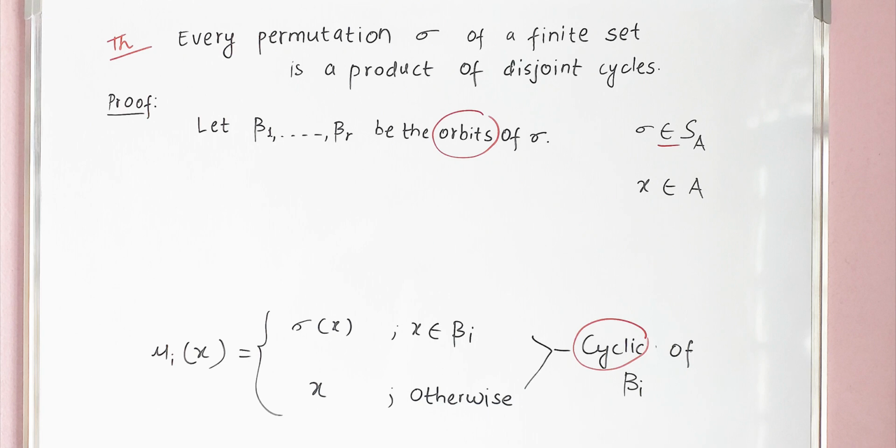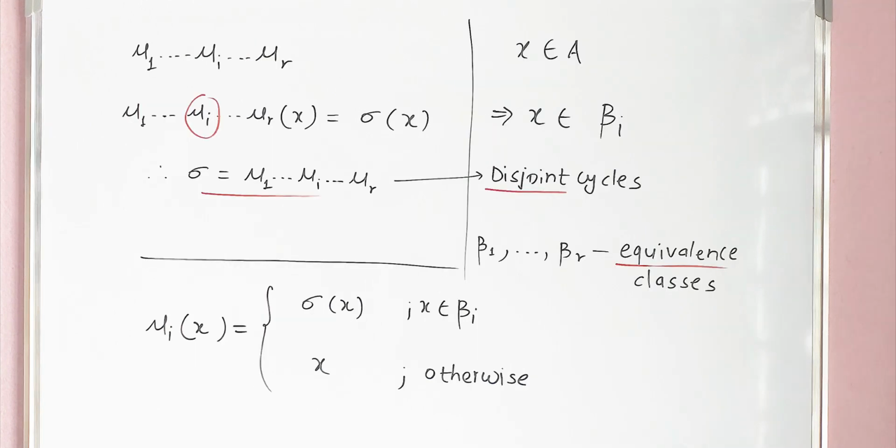Then to every orbit there associates a cycle. So to the orbit beta_i there associates a cycle mu_i such that mu_i x equals sigma x if x belongs to this orbit beta_i, otherwise mu_i x equals x. Now we know that the orbits of a permutation of a set are the equivalence classes. So they define a partition on the given set. Therefore, the cycles that are associated with the orbits are disjoint cycles.